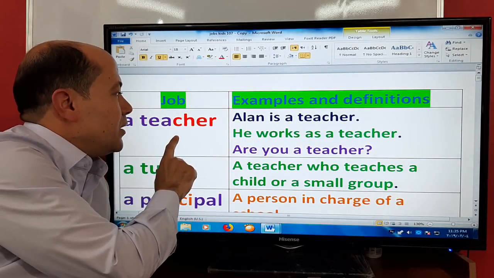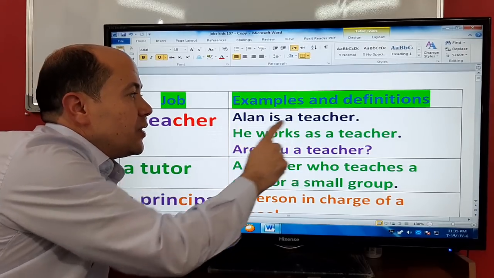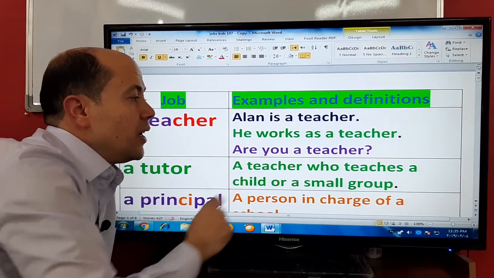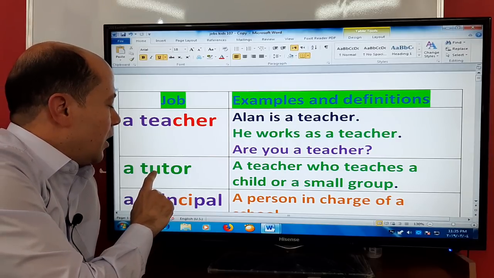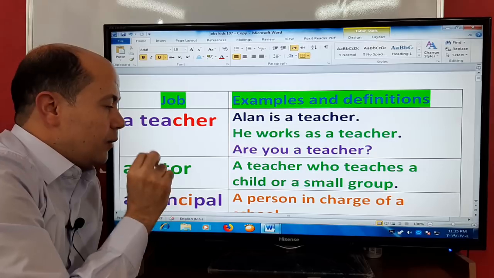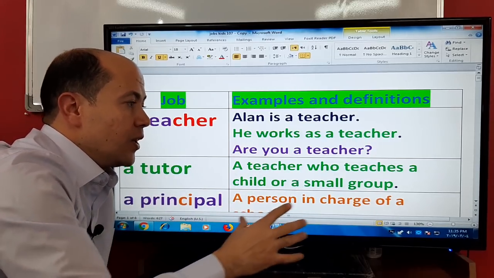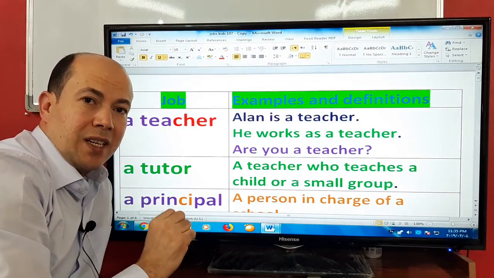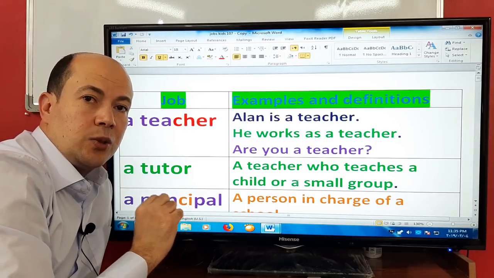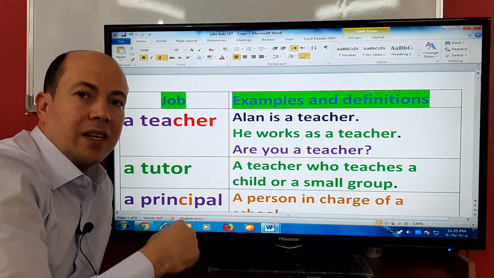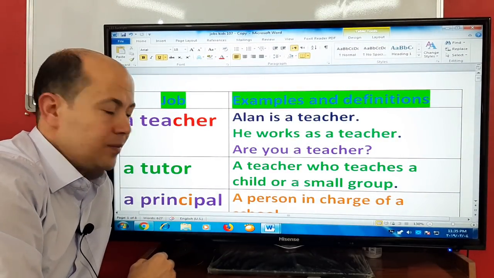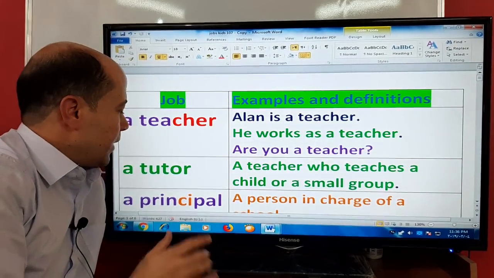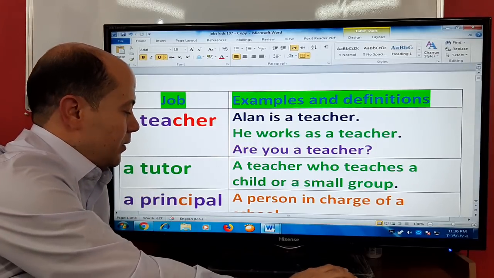Okay a teacher مدرس. Alan is a teacher. Alan مدرس. He works as a teacher، هو بيعمل كمدرس. Are you a teacher? هل أنت مدرس؟ A tutor, British English. Tutor معلم خاص، بيعلم طفل أو مجموعة صغيرة، بنسميه tutor بالبريتش. بالأمريكان tutor. Like مدرستنا هنا اسمها tutor TCL for languages، على أساس إن احنا كنا بادئين ندرب small groups مجموعات صغيرة. A tutor معلم خاص، ده نقدر نسميها.